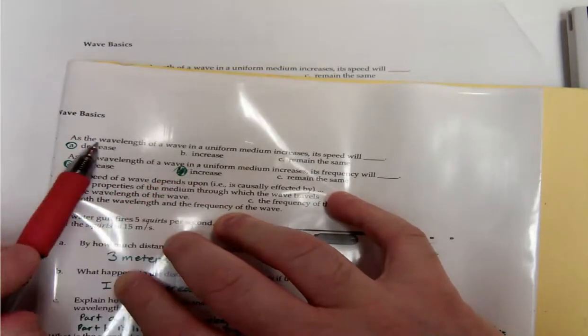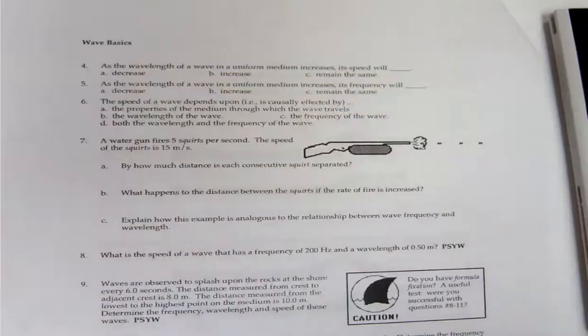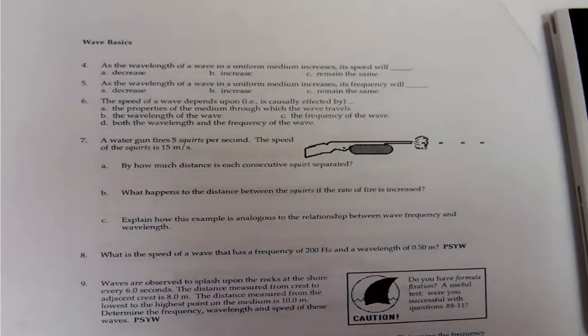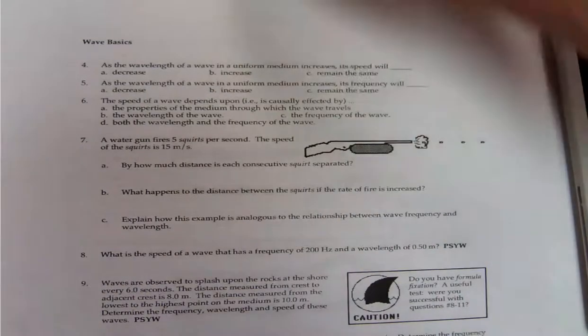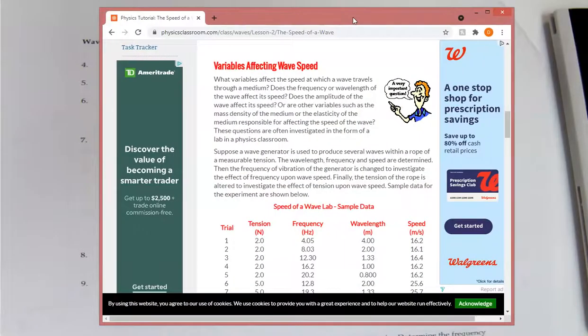If the wavelength of the wave in a uniform medium increases, its speed will decrease. That's what they put in the key, right? Does that make any sense? Let's look at our actual notes. I'm going to pull them over here.